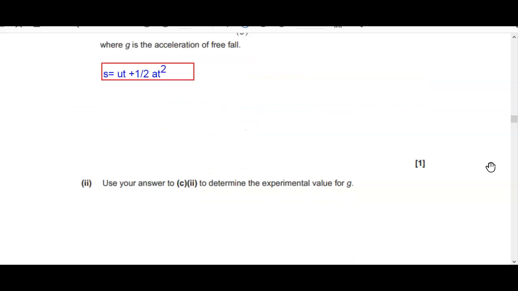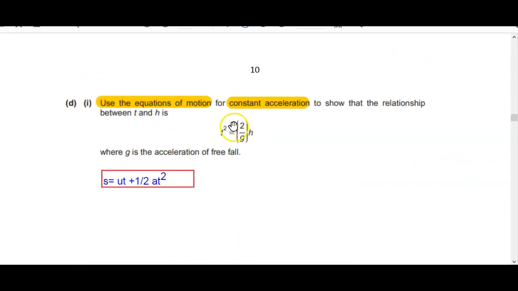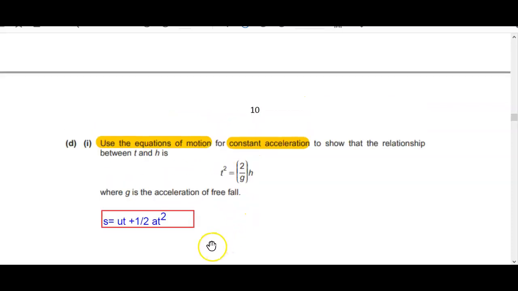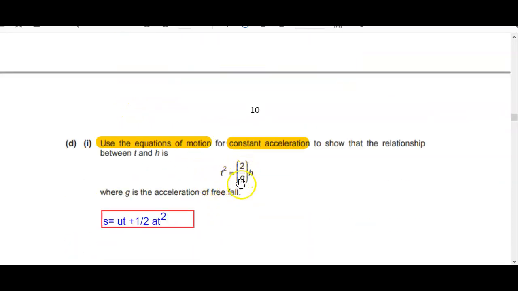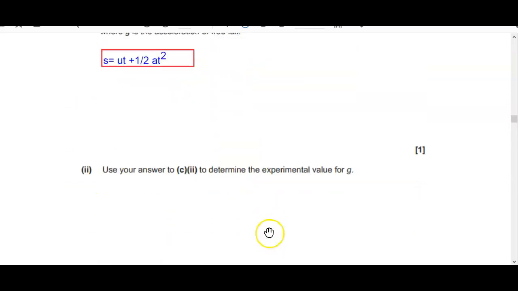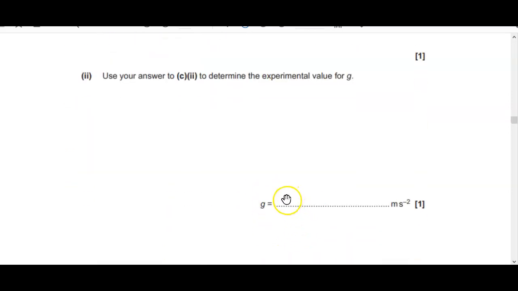Use the answer from C(ii), that's the gradient that we calculated. So how do we get the value of g? Well, we look at our equation here, which is y equals mx. So this is the equation of a straight line, and this is our gradient. So the value we got, 0.213, is equal to 2 upon g. Rearrange that for g, and then you've got your final value.